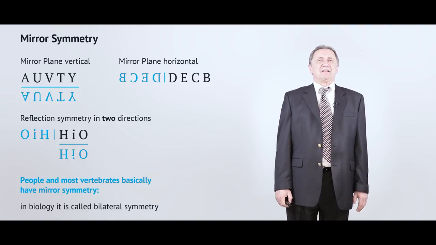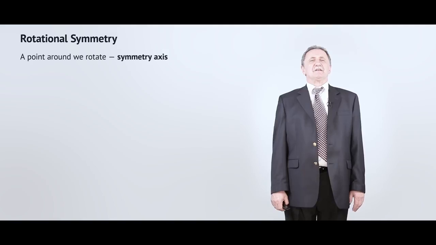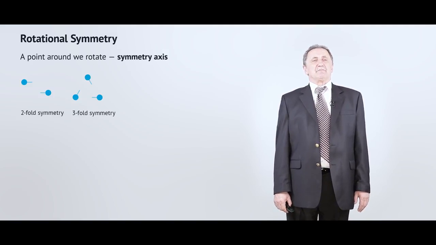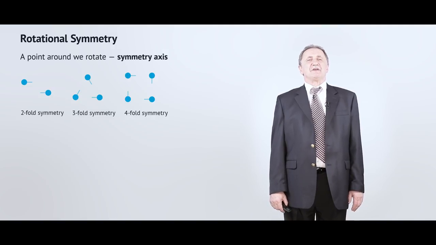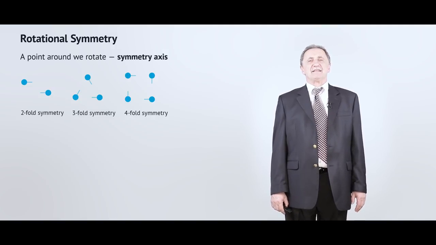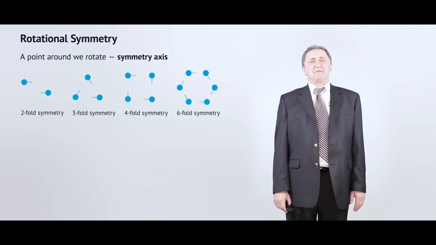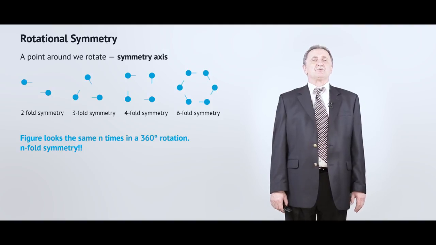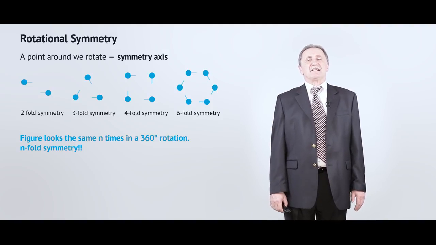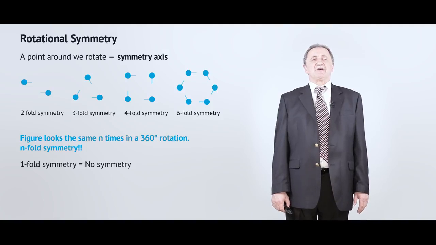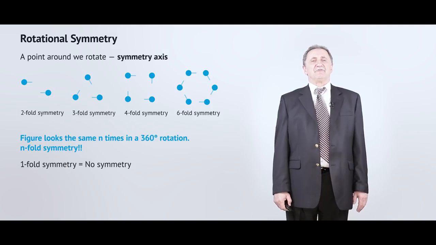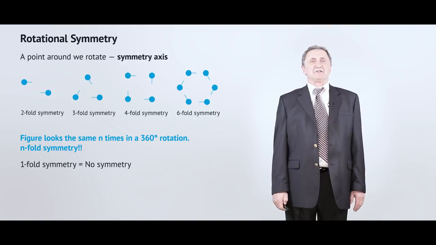So rotational symmetry is very straightforward. Only put your attention that it may have 2-fold symmetry, 3-fold rotational symmetry, 4- and 6-fold rotational symmetry, which simply means that the figure looks the same n times, 2 times, 3 times, 4 times, 6 times in a 360-degree rotation along the existing axis. So this is called n-fold symmetry. So 1-fold symmetry means no symmetry at all.